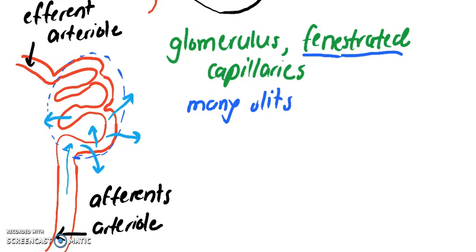So fenestrated capillaries have many slits. This allows filtrate, things that we want to keep, to escape.